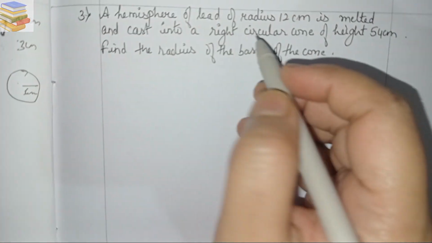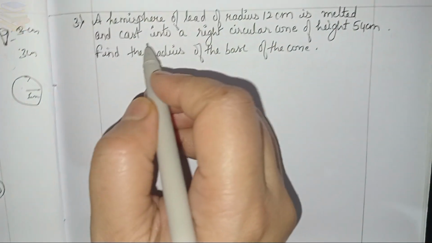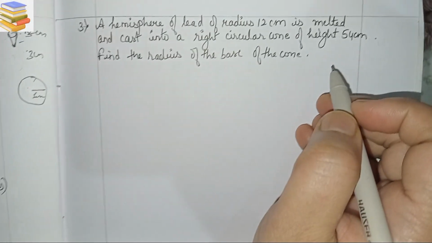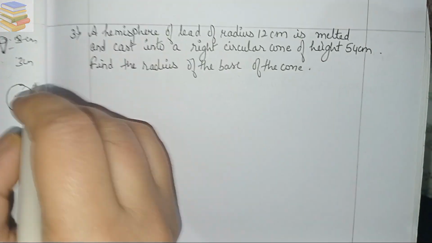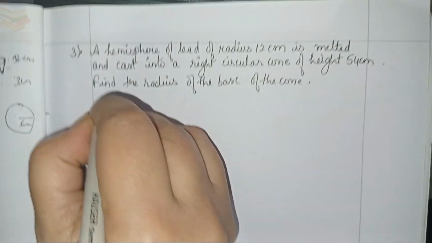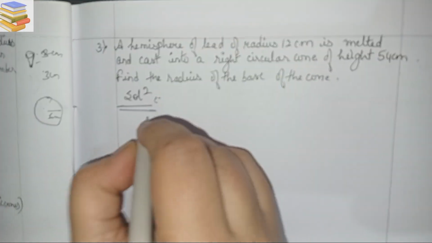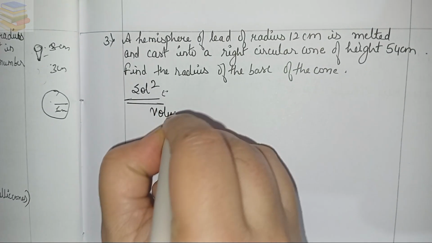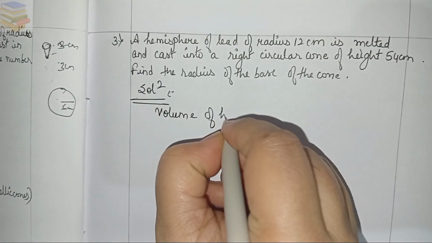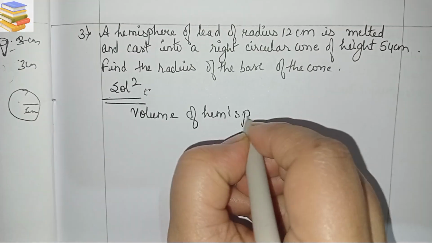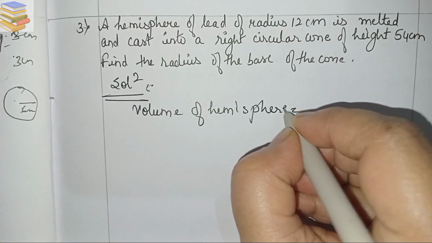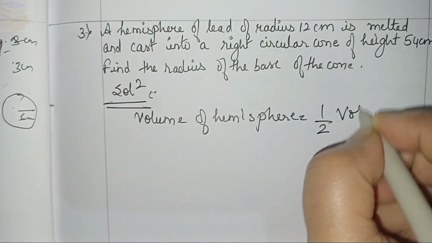A hemisphere of lead of radius 12 centimeters is melted and cast into a right circular cone of height 54 centimeters. Find the radius of the base of the cone. Solution: a quick move, volume of a hemisphere. The volume of a hemisphere is, we know, half of the volume of a sphere.